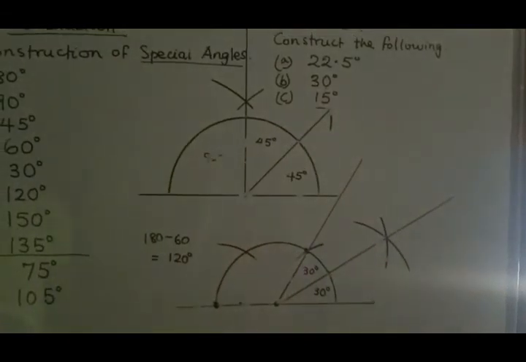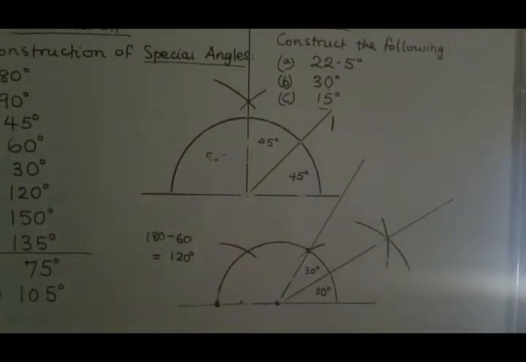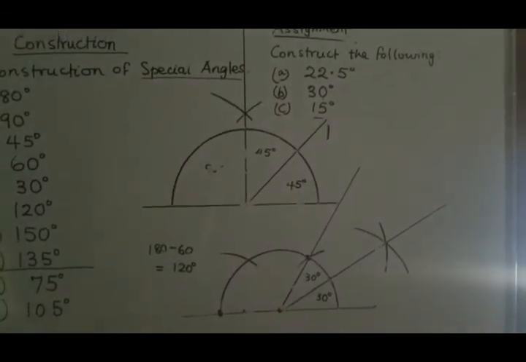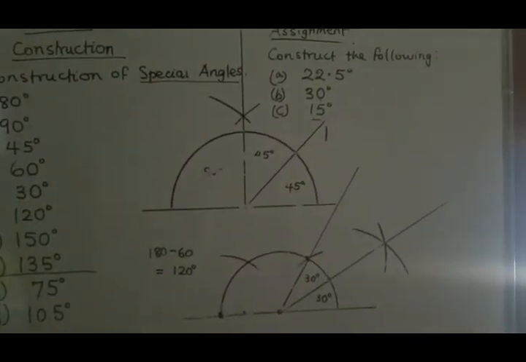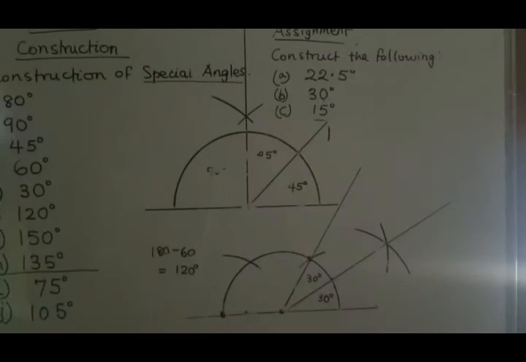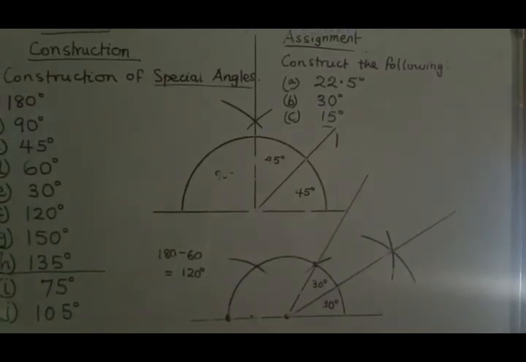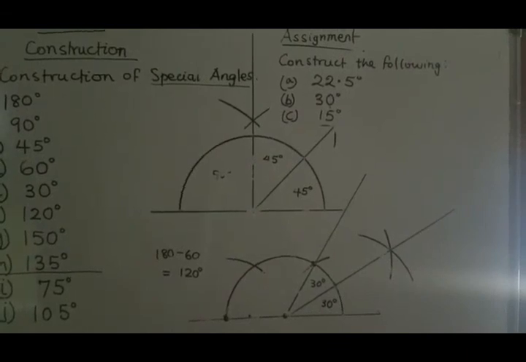So in our next class, we're going to look at how to construct angle 75 degrees and 105 degrees, and then from there we also learn how to construct triangles with these angles.